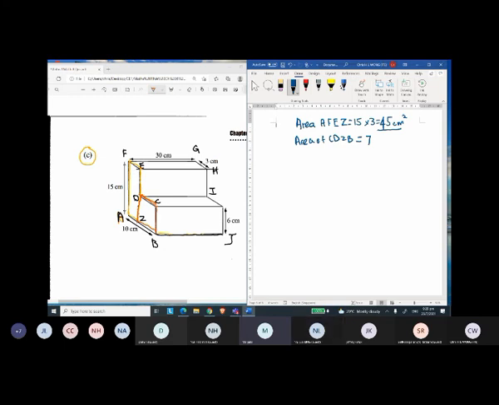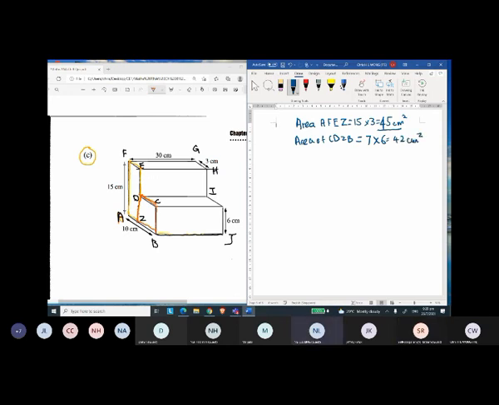So many boxes. Where? 7 times what? CD, CDZB. Okay. 7 times what? 7 times 6 gives you what? 6. 42 cm square. Okay.